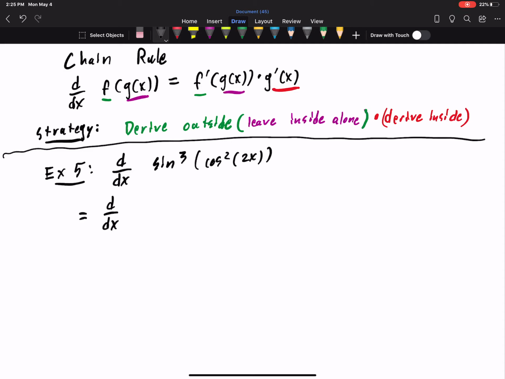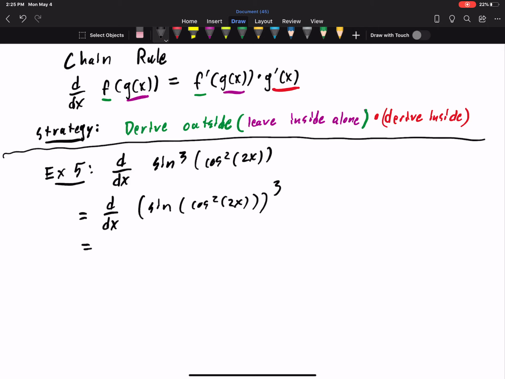So we have d dx of big set of parentheses, sine of everything on the inside, all to the third power. So I just took that third on the sine and I moved it out to the back, just so it's clear what we're doing and what we mean by sine to the third. Let's do the same thing with this squared as well.